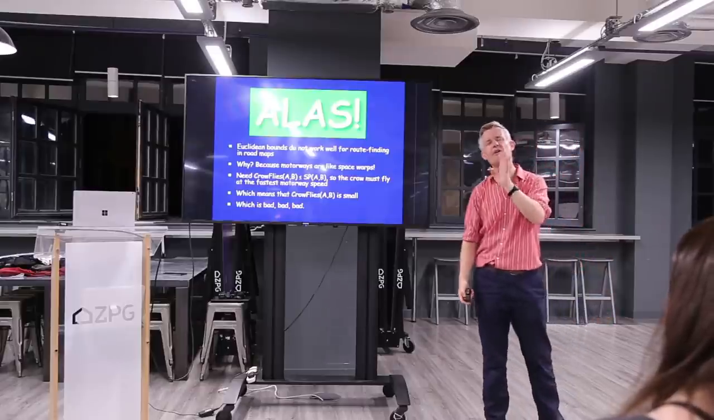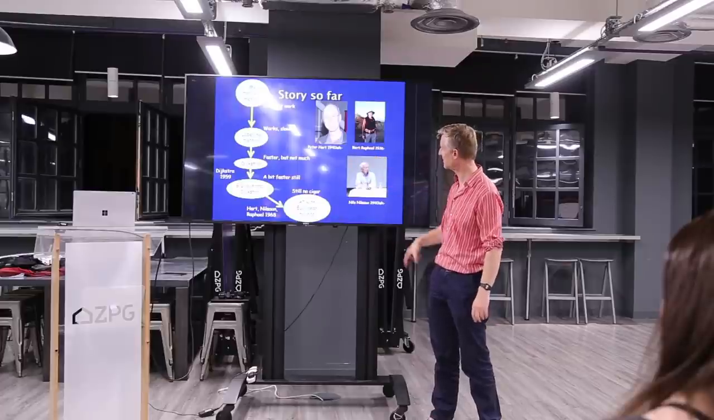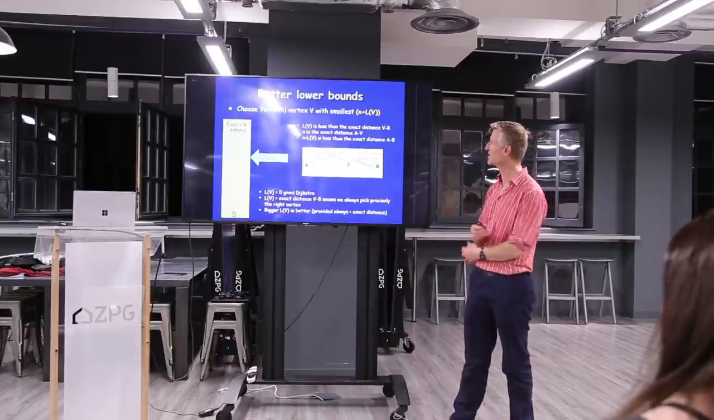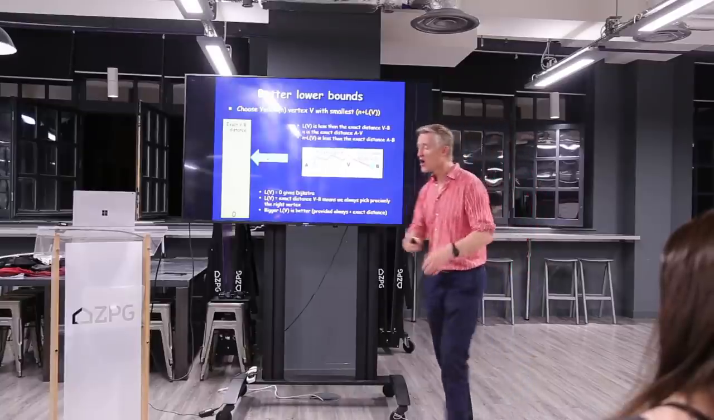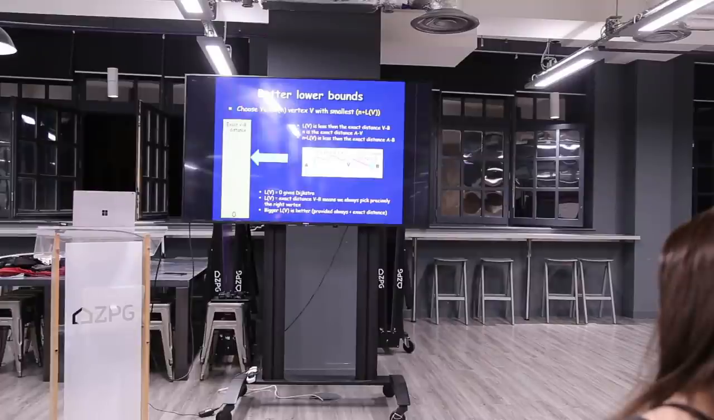So, that's where we are. Now these are the chaps, Hart, Raphael, Nilsson, amazing piece of engineering, very nice, ingenious algorithm. What we want to do is to have better lower bounds than Euclidean distance, as the crow flies.